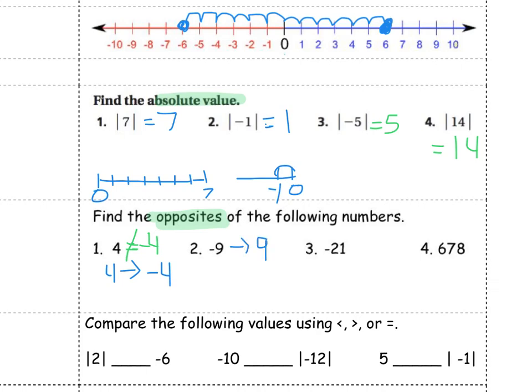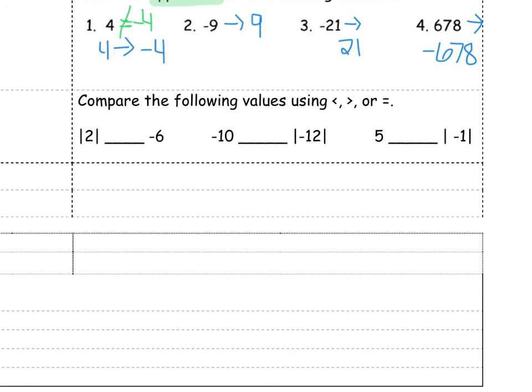All right, please pause and do the next two. All right, how'd you do? Again, please mark it wrong if you got it wrong so we can talk about it when you come to class. All right, lastly, we're going to do some comparing. But it's important that you simplify the absolute value before you compare. So the absolute value of 2 is 2. So I'm actually going to compare 2 to -6.